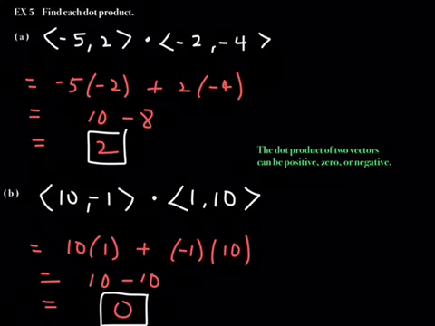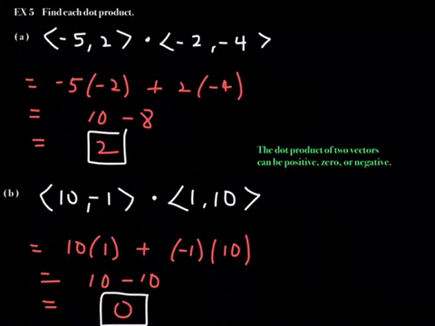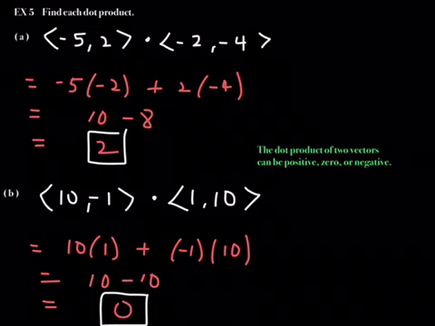Now what's really important to note is that the dot product of two vectors can be positive, like we got in example 5, part A. It can be 0, like we just finished getting, or it can be negative. Now the sign of the dot product, whether it's positive or negative, or even if it's 0, tells us something about the angle that is between the two vectors.